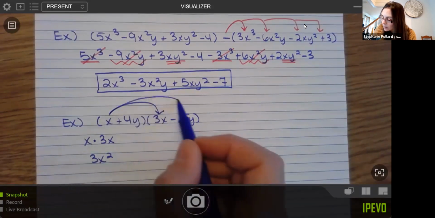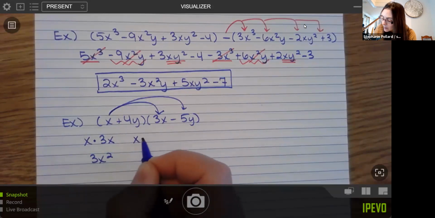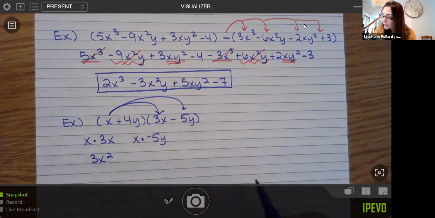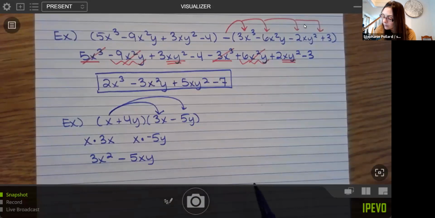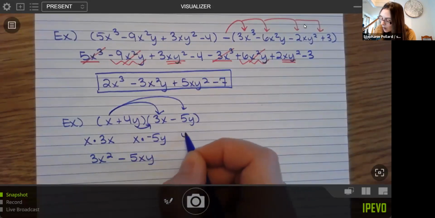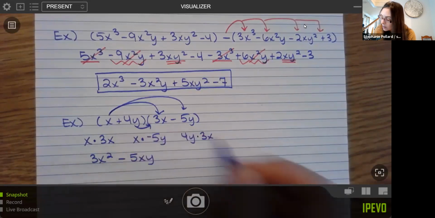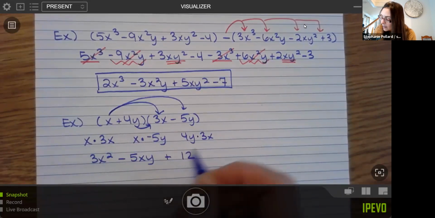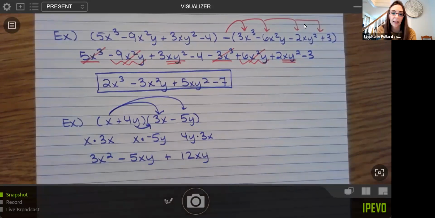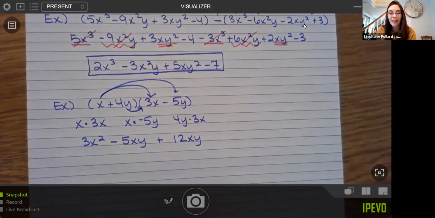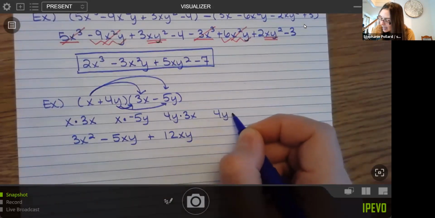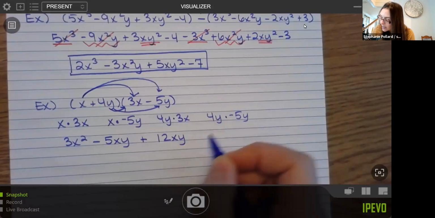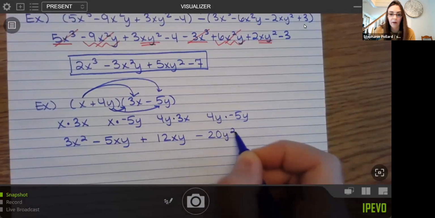Then if you do your outside terms, you're doing x times a negative or a minus 5y. So here, we just like to put our numbers out front, and then x times y is just xy. On the inside, you have 4y times 3x. Everything is positive. 4 times 3 is 12. And then yx and xy are the same thing. So you can write it in any order you like. We typically like things in alphabetical order. So I'm going to write the y first. And then you have positive 4y times that negative 5y. 4 times negative 5 is negative 20, and y times y is y squared.